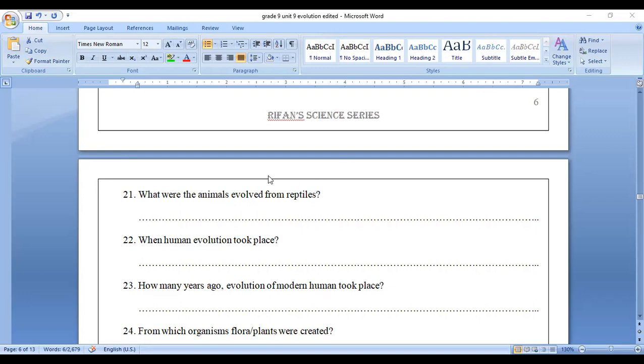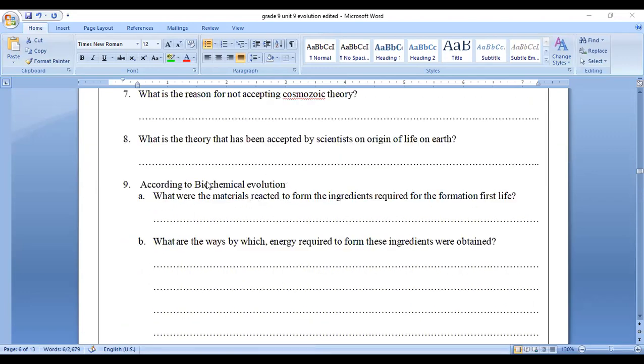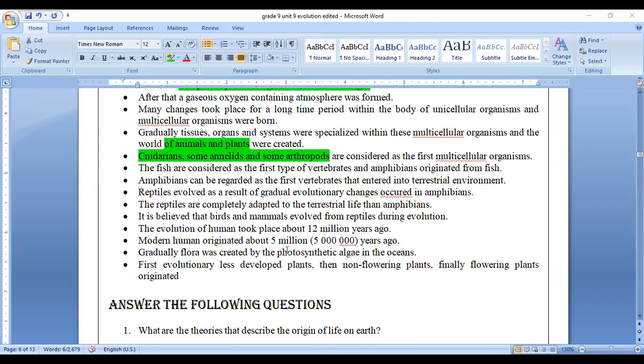So human is a mammal. So among these mammals, we also originated. Our ancestors, the older human forms, originated how many million years ago? 12 million years ago. Modern human originated how many million years ago? 5 million years ago.